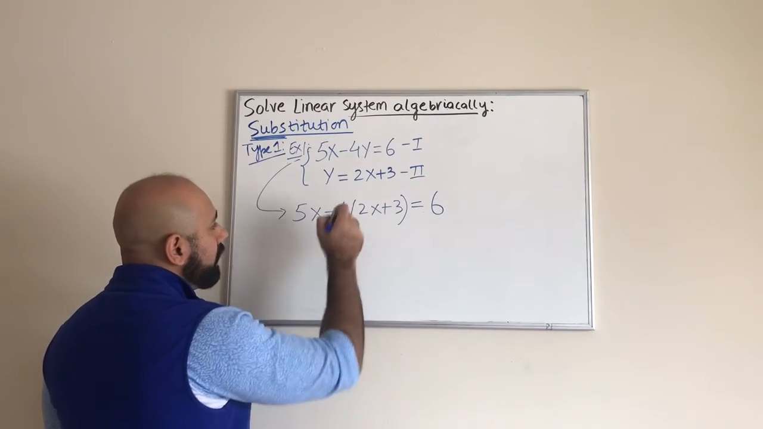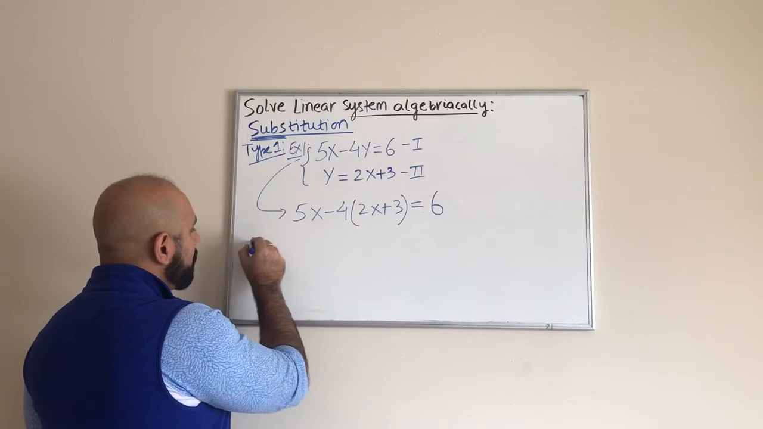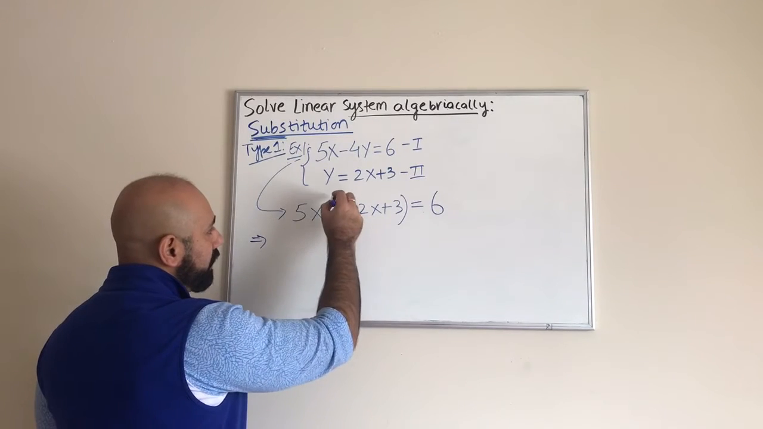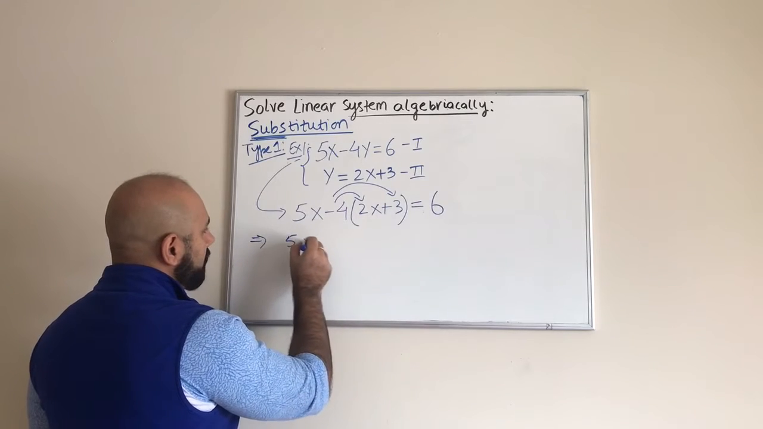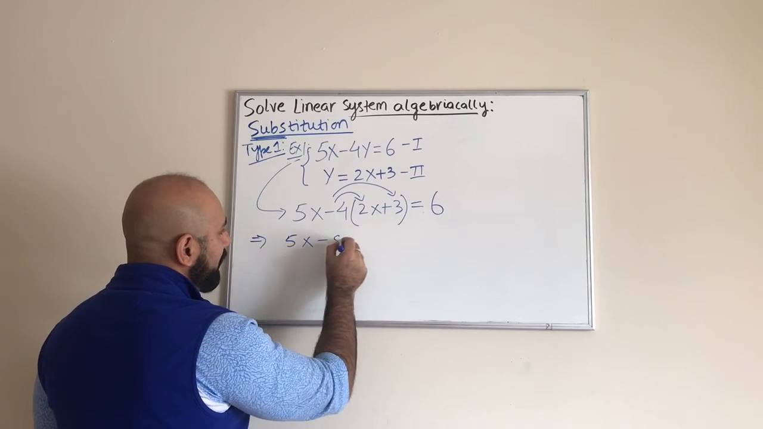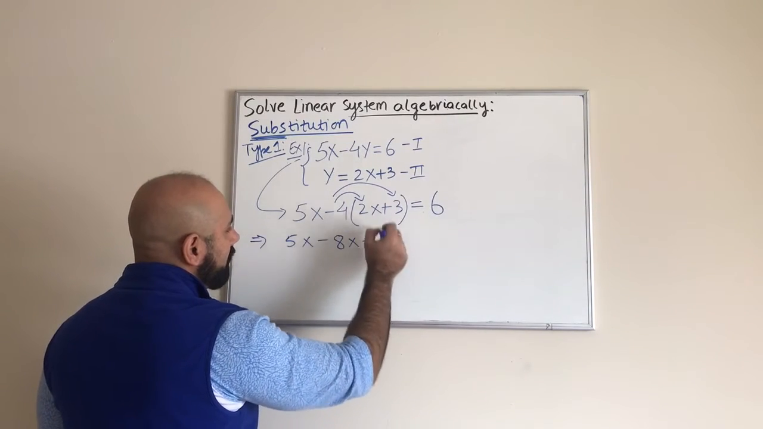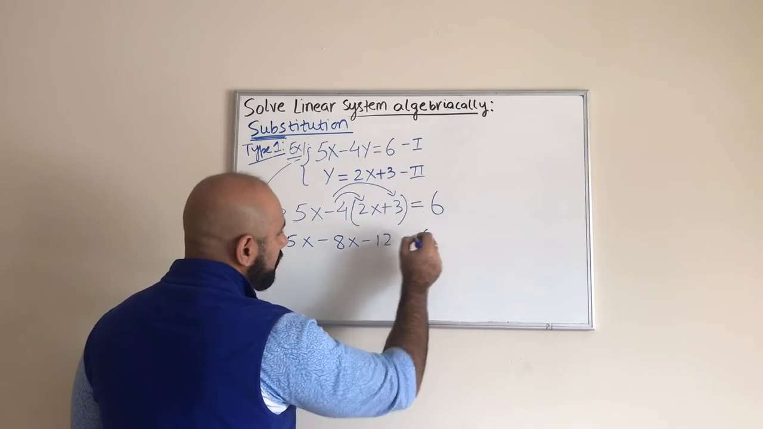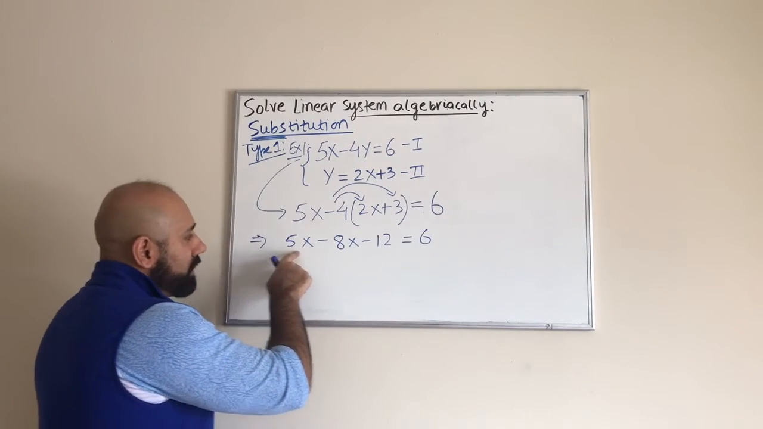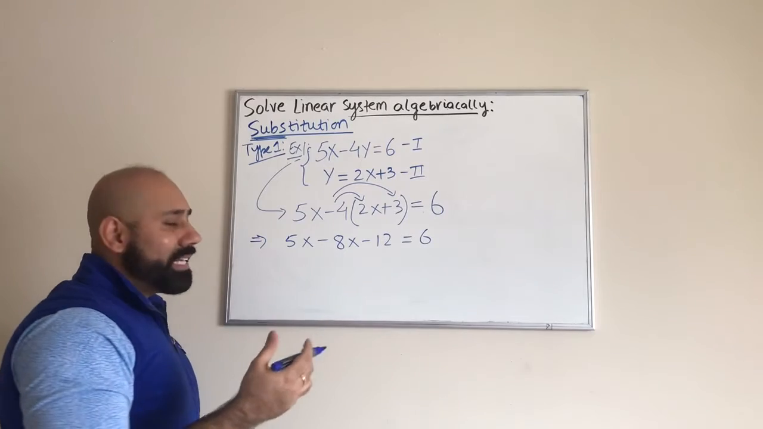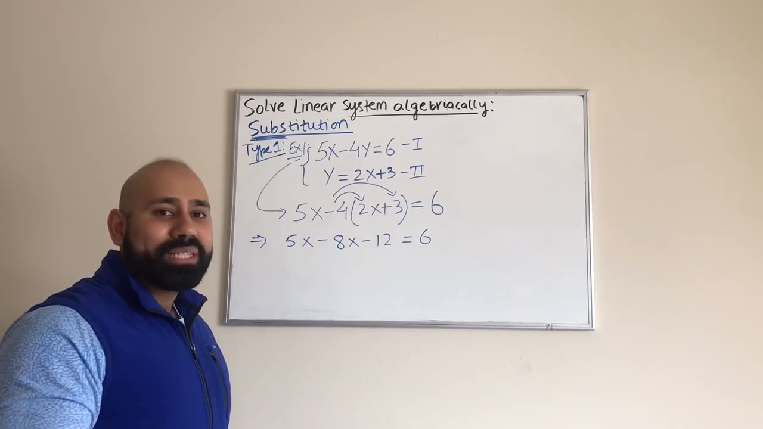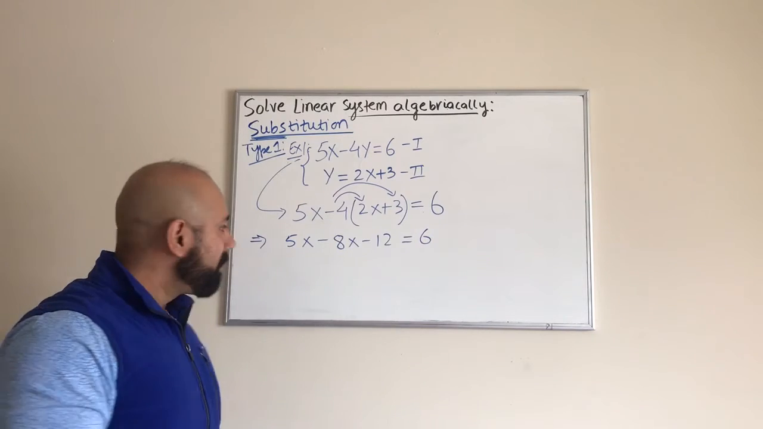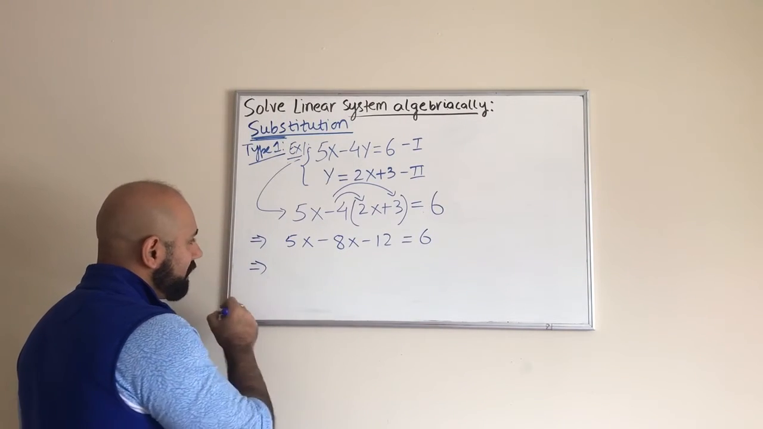by 2x plus 3. Now the next step after this is to simplify this, and simplifying here obviously means to distribute this negative 4. So it's just going to look like this: 5x minus 4 times 2 is 8x, right? And minus 12 equals 6. As soon as we see this equation, we can see that it is a linear equation with only one variable, and we can easily solve this linear equation, right? So let's go ahead and simplify and try to solve this.